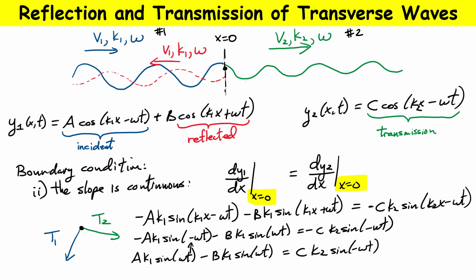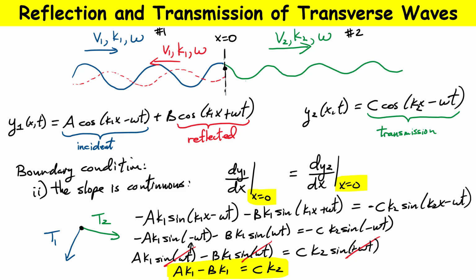Now this simplifies greatly because you have the same positive omega t everywhere. So all you have to do now is simply get rid of those. You can divide through by sine of omega t. And now the second boundary condition looks like this. It's A multiplied by that wave number, minus B times the same wave number, equals C multiplied by k2. All right, this is the second boundary condition that we need in order to relate these amplitudes.